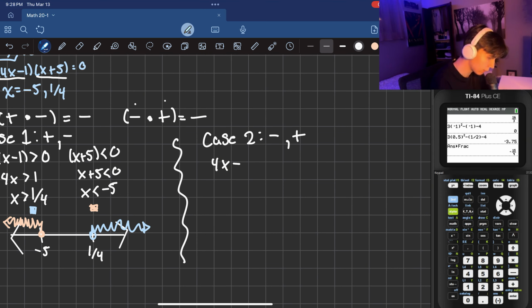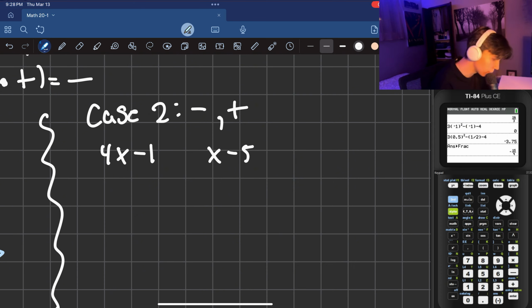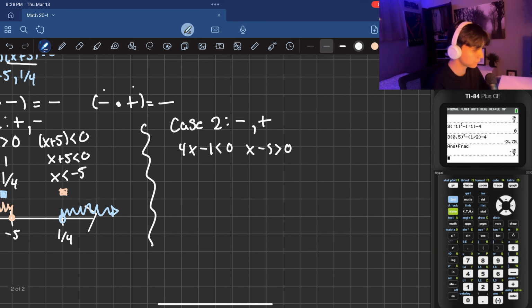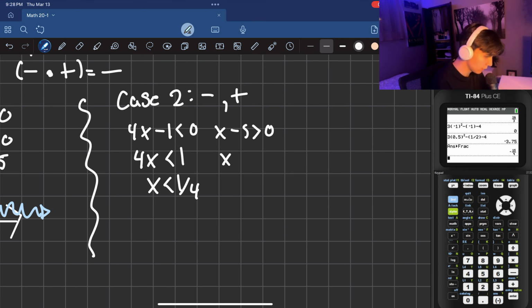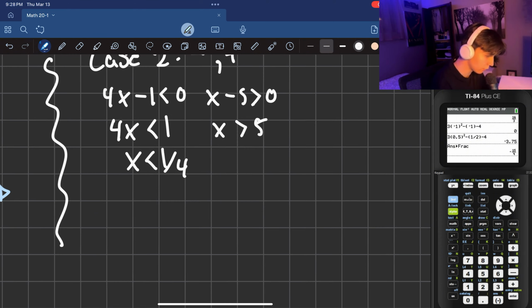So we've factored it to 4x minus 1 and x minus 5. So if we factored this so that it was 4x and minus 1, what we have to do is set this one to negative. To be negative means to be less than 0, and this one to be positive, which means to be greater than 0. So now we have 4x is less than 1, and x is less than 1 over 4. Same goes for here. You have x is greater than 5 when you add it.